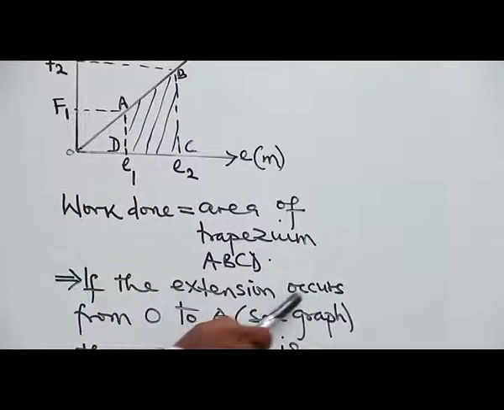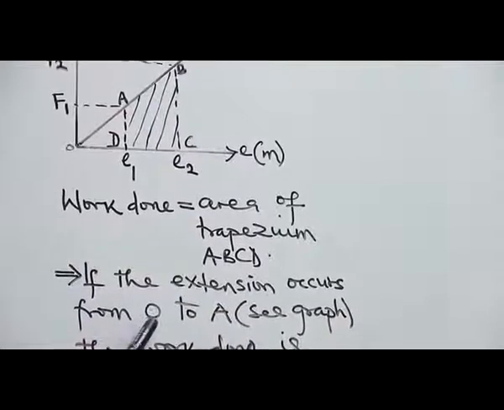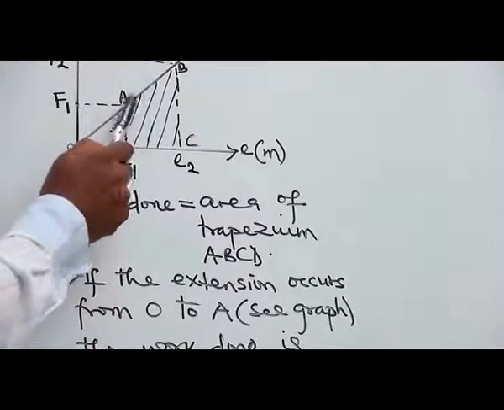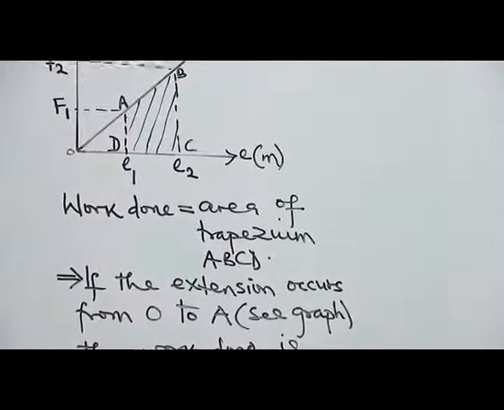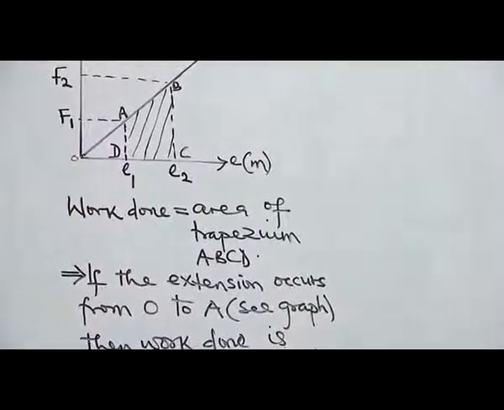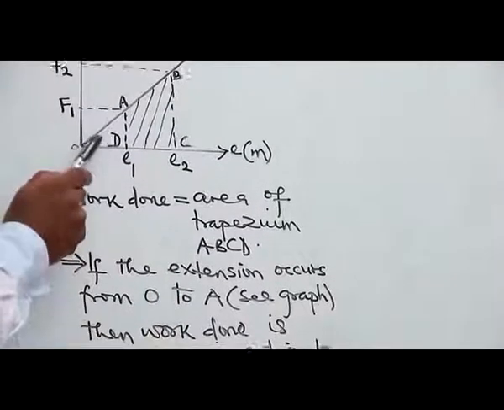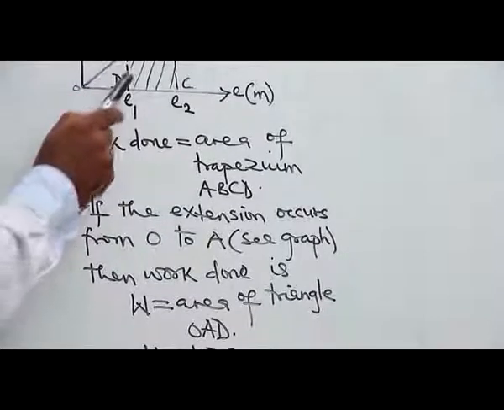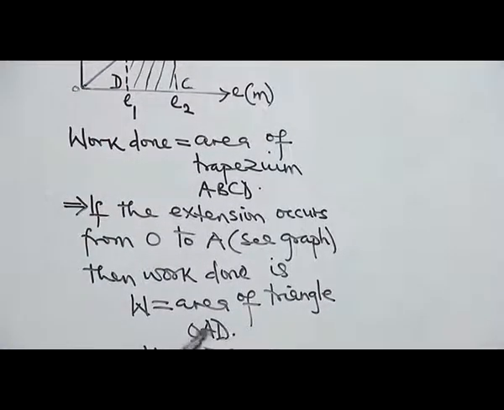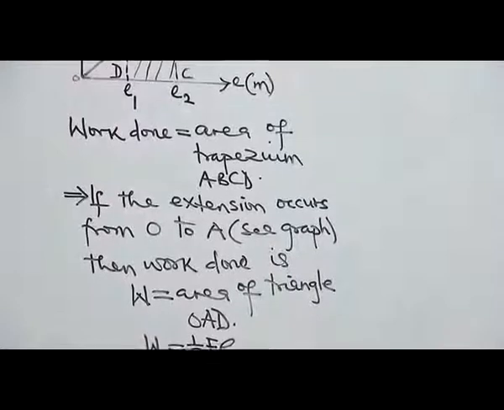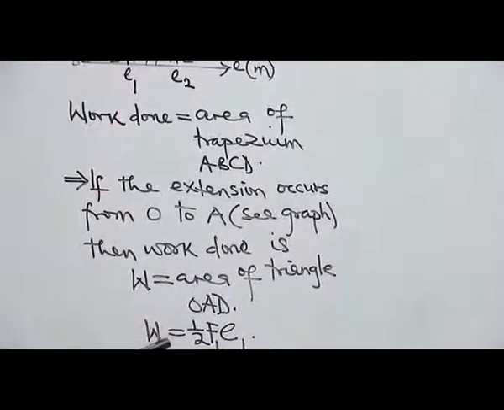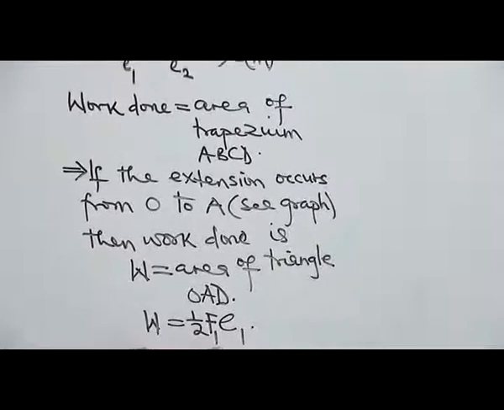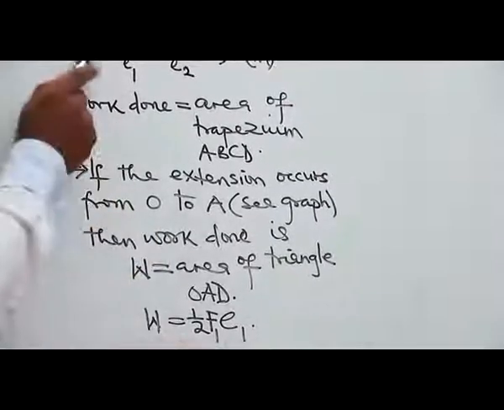If the extension occurs from point O, that's the starting point, to A, as shown in this graph, then the work done is equal to the area of this triangle, triangle OAD. We know the area of a triangle to be half base times height. Therefore, the work done is equal to half F1 times E1 for this case.